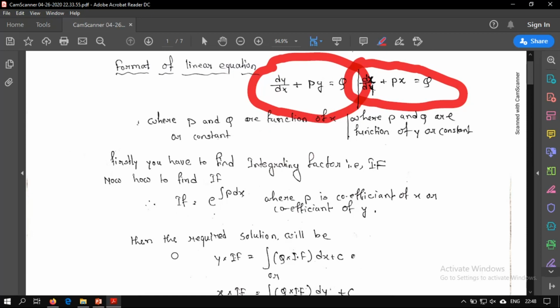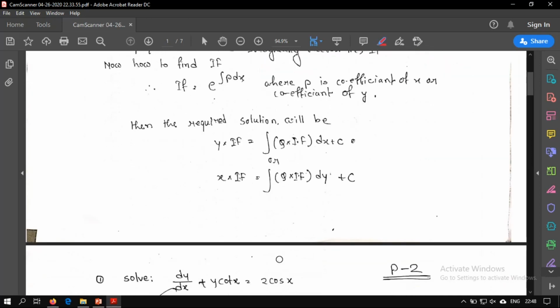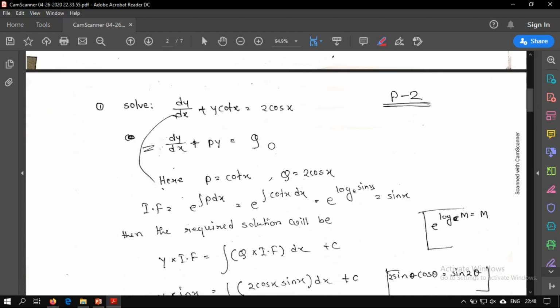Firstly, you have to find the integrating factor and then the solution. Here we multiply both sides by the integrating factor: y times the integrating factor equals the integration of Q times the integrating factor dx plus c. This is the format. Let's see one example.